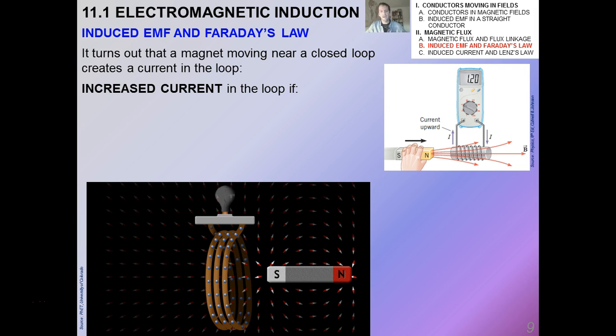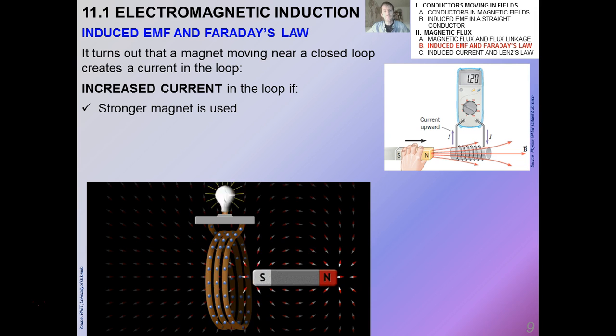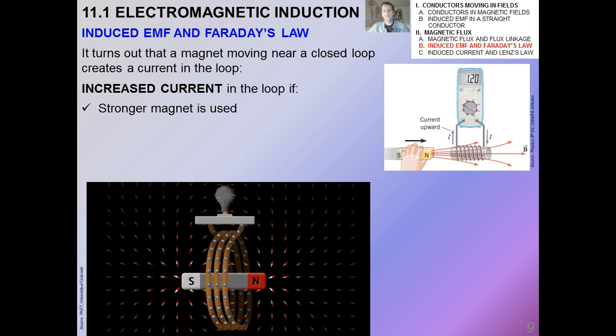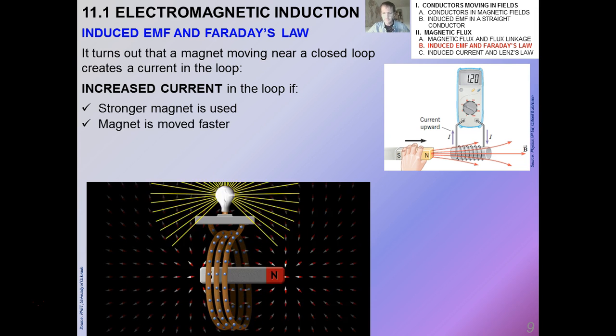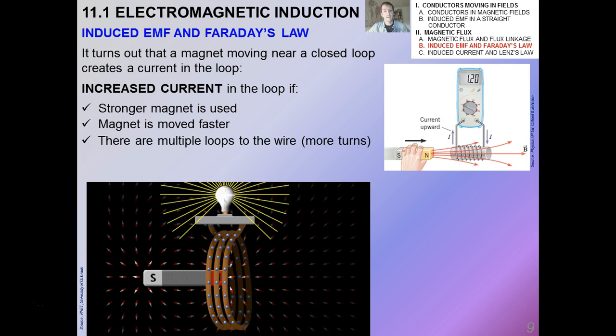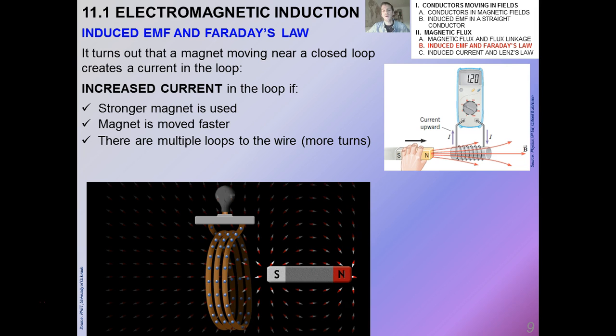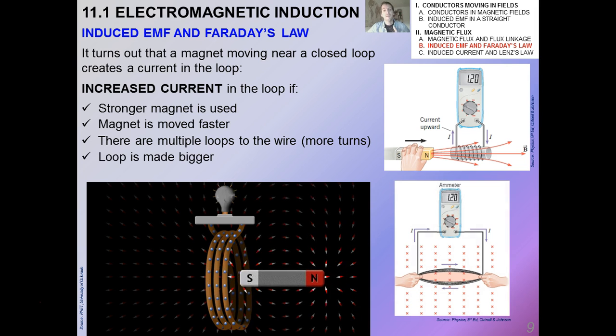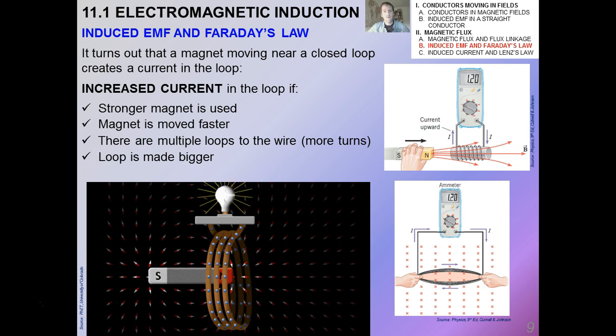Now it turns out that there's an increased current, as we saw in class, if I use a stronger magnet, so the B field is greater, or the magnet is moved faster, so the velocity is greater, okay? And if there are multiple loops of the wire, or more turns, okay? Also, if the loop is made bigger, I could actually increase the current in that wire, okay?